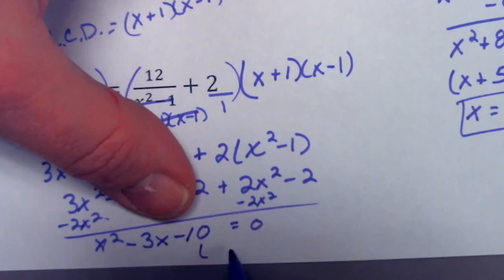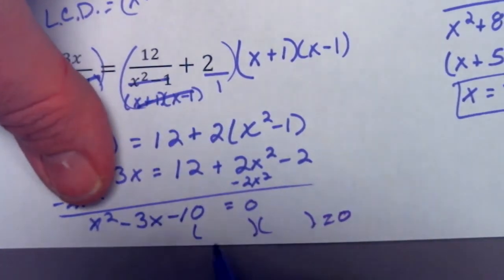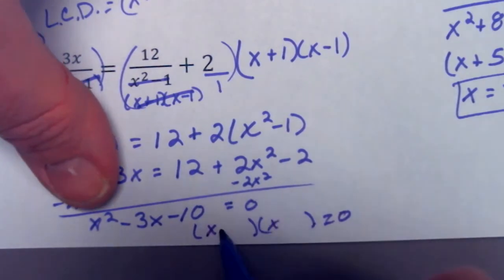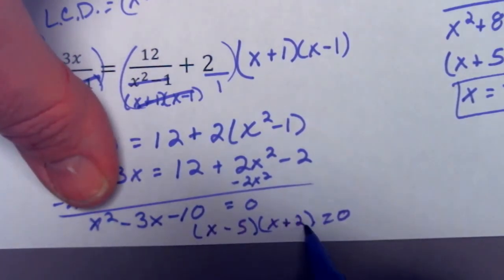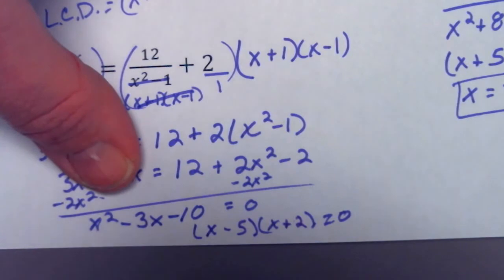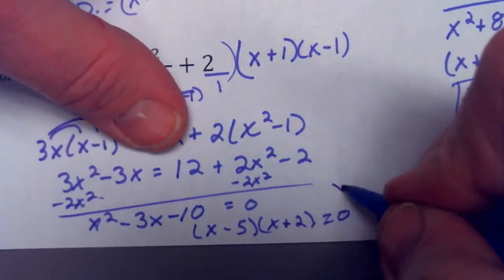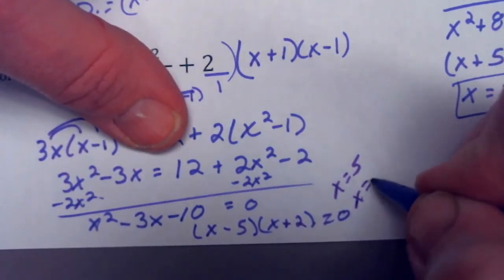All right, lucky for us, this can be factored. X squared minus 3x minus 10. X minus 5 times x plus 2. That's what it factors into. So my two possible solutions are x equals 5 or x equals -2.